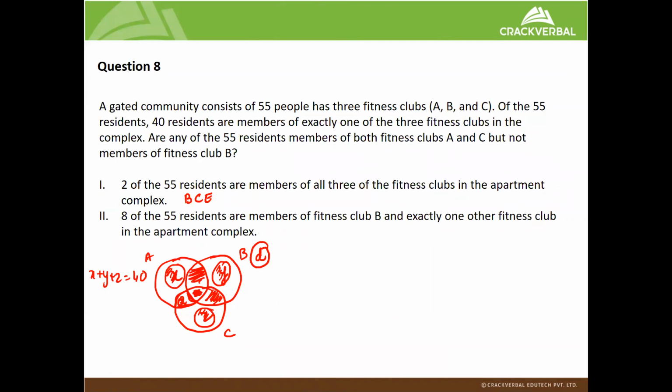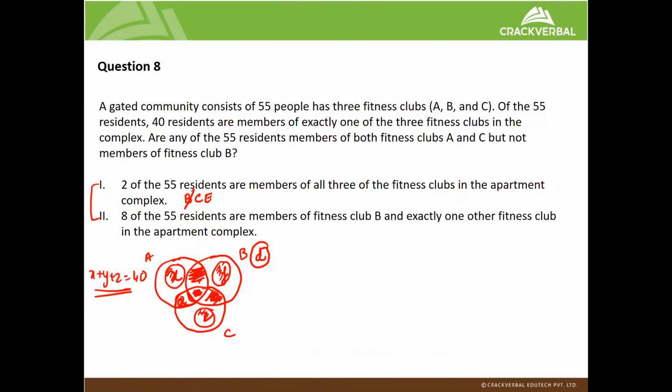So now I have X plus Y plus Z to be equal to 40. I have the shaded regions to be a total of 8. So 40 plus 8 gives me 48. I have a total of 55 residents. So I still have 7 residents that I have to distribute. So I can distribute in the way of 0, 7 or 7 and 0, right? A can be 7, D can be 0, or A can be 0, D can be 7. So again, A can be 0, A can also not be 0. So I can eliminate B.